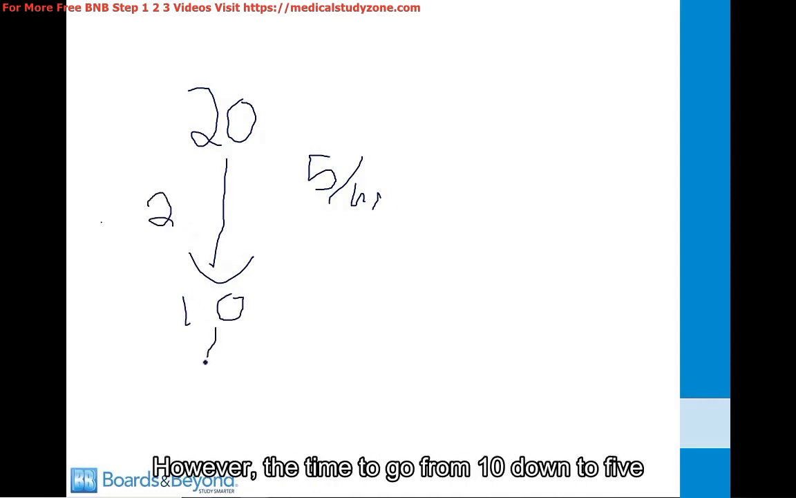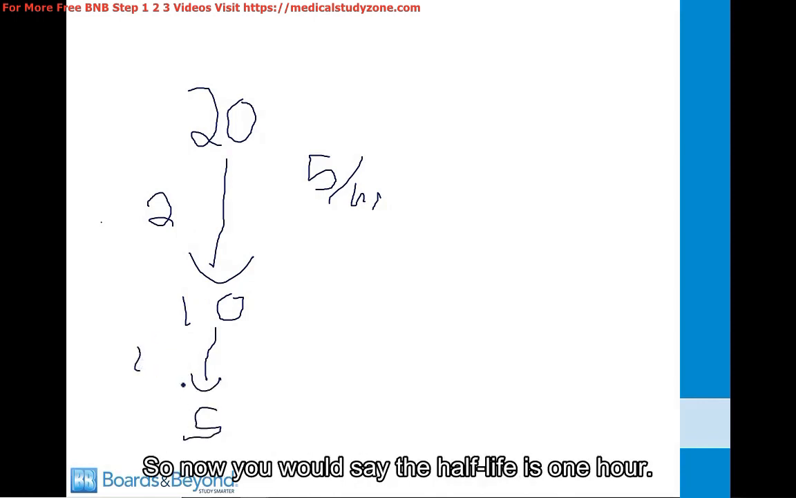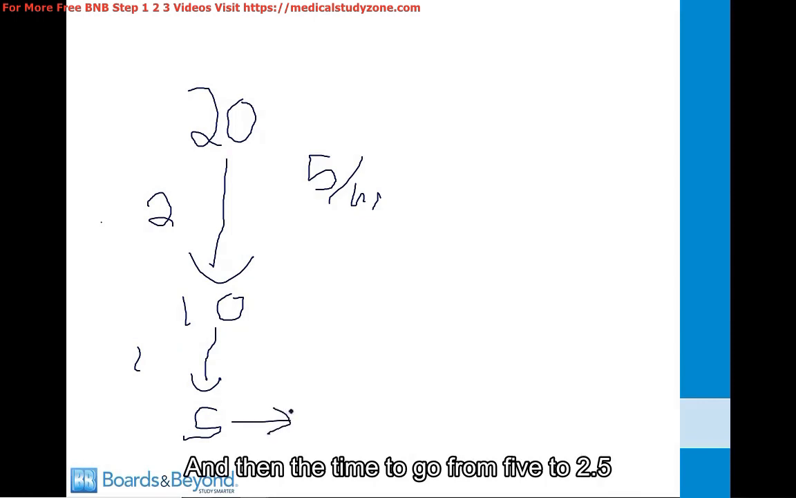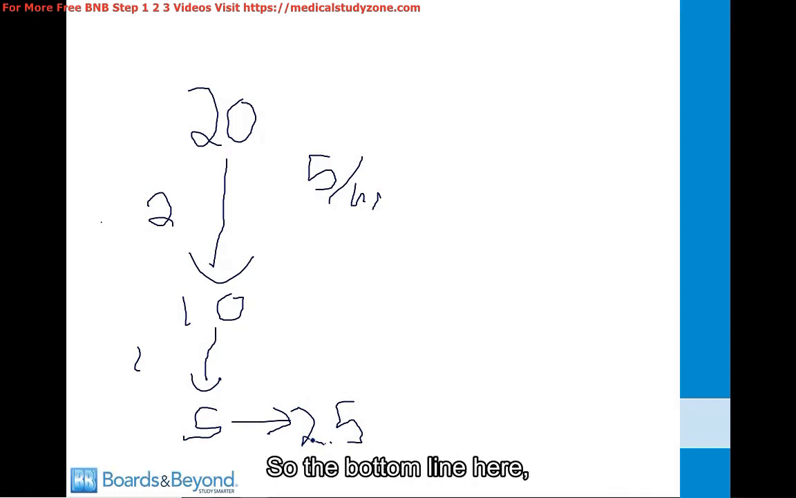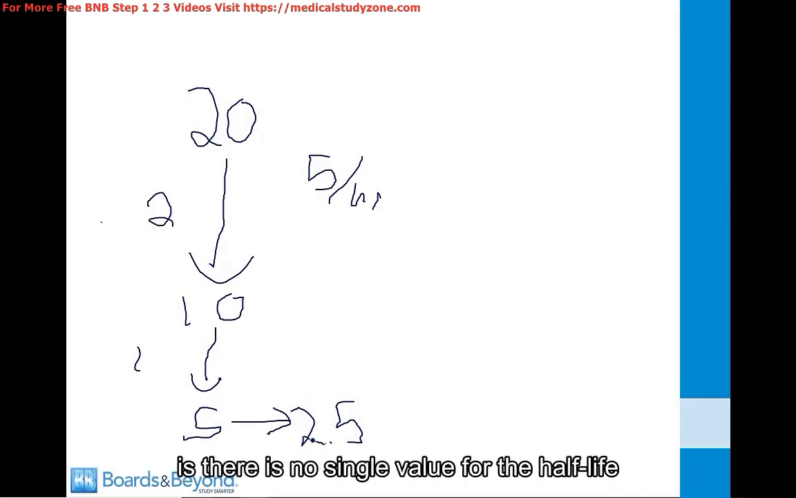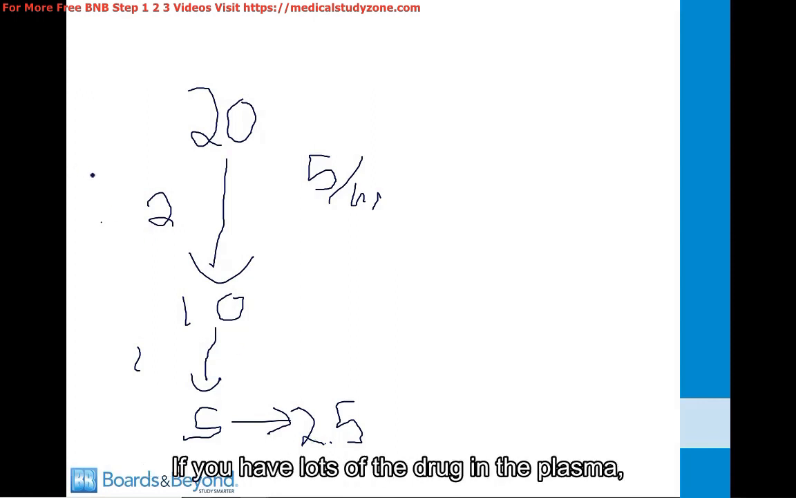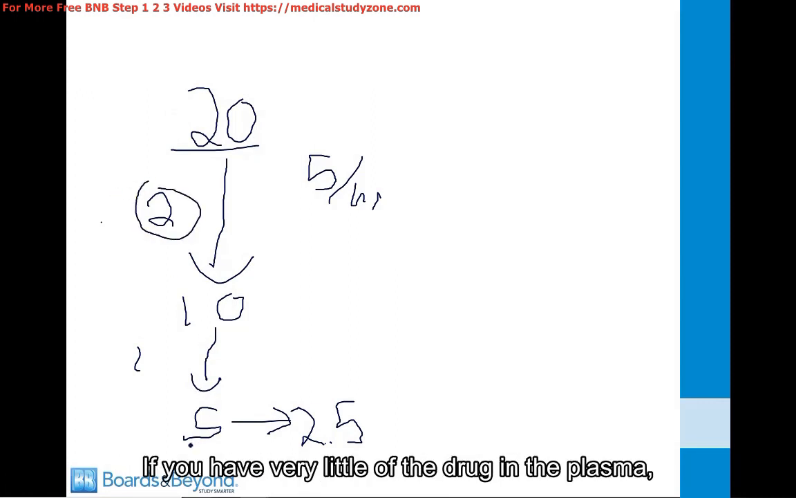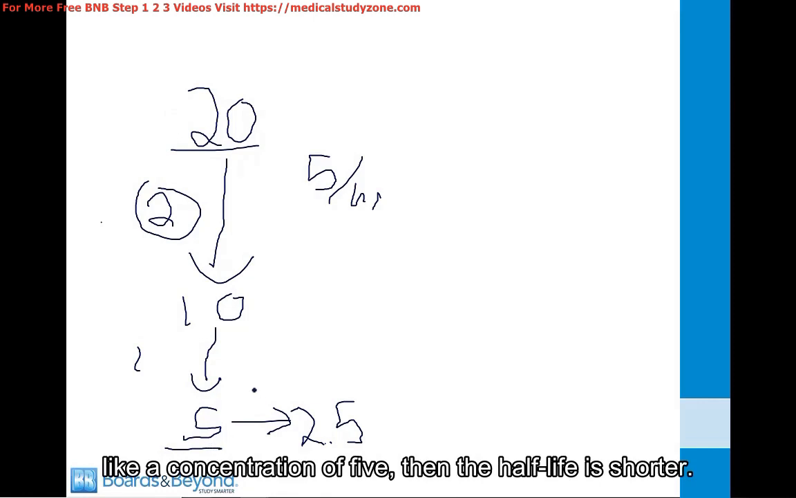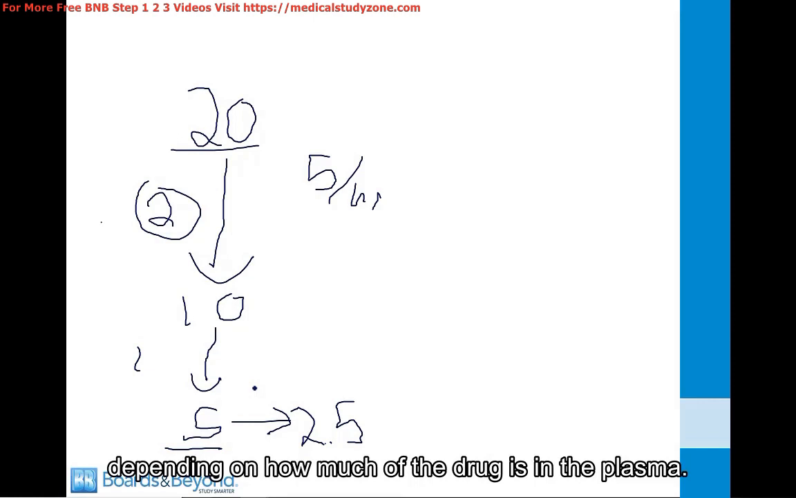However, the time to go from 10 down to 5 is only 1 hour. So now you would say the half-life is 1 hour. And then the time to go from 5 to 2.5 would be a half an hour. So now you would say that the half-life is a half an hour. So the bottom line here is there is no single value for the half-life, and the half-life depends on the concentration. If you have lots of the drug in the plasma, then the half-life is relatively long, like 2 hours. If you have very little of the drug in the plasma, like a concentration of 5, then the half-life is shorter. So half-life is always changing depending on how much of the drug is in the plasma.